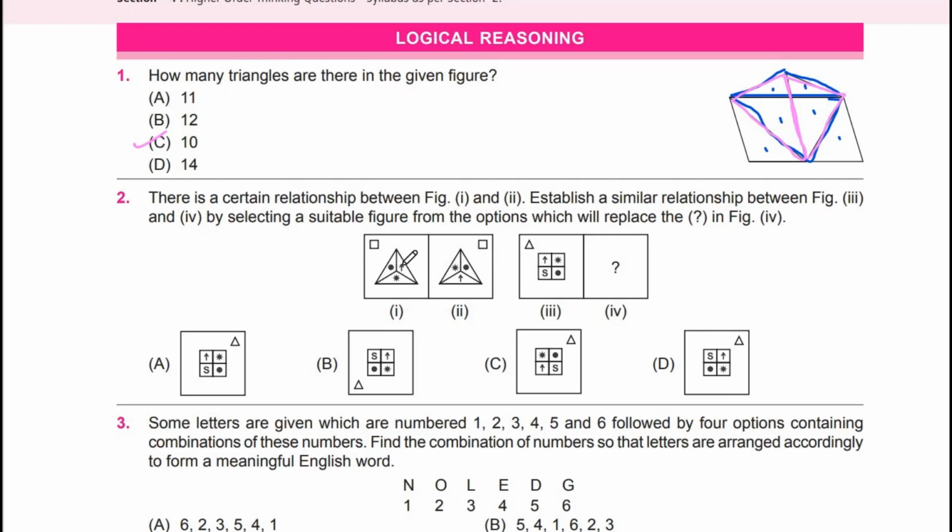The circle has moved this side. The arrow has moved down. And the sun symbol has moved up. So it has moved in this direction. It is moved in the clockwise direction. So the sun has moved here. The arrow which was here has moved here. And the sun which was here, it has moved this side. So this has moved in a clockwise direction. So we have to see this also has to be moved in a clockwise direction.